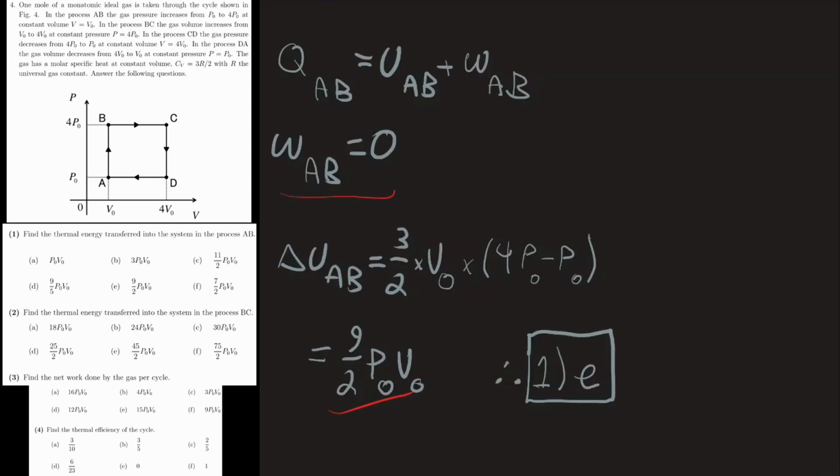Also, from now on, I'm just going to say P and V instead of P sub O and V sub O to make things a bit easier for me and for you.